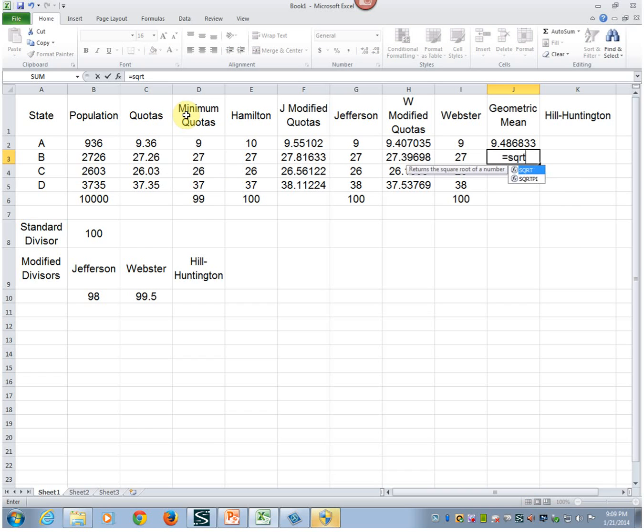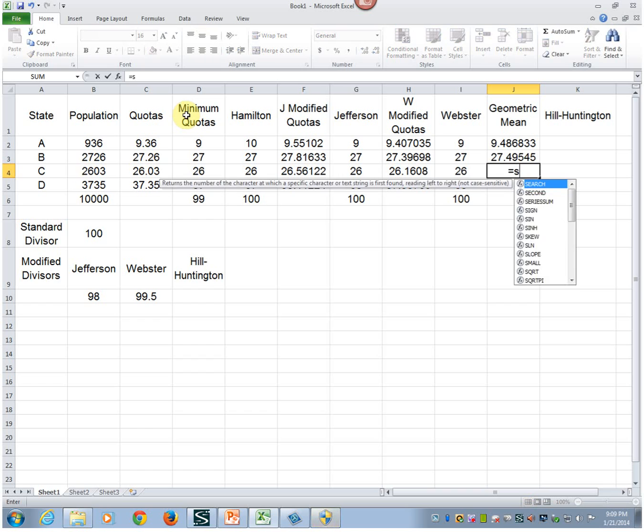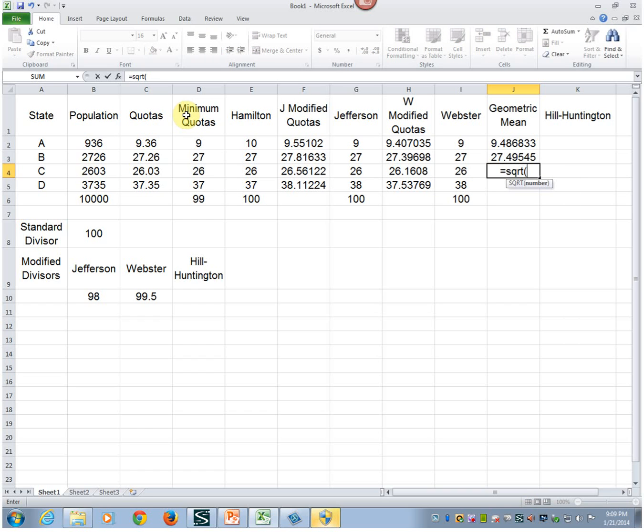And this one we do have to type each one in. Square root of 27 times 28, equals square root 26 times 27, equals square root 37 times 38. So the rule of thumb, if the quota is greater than the geometric mean, round up. So 9.36 is less than the geometric mean, so we're going to round down to 9.